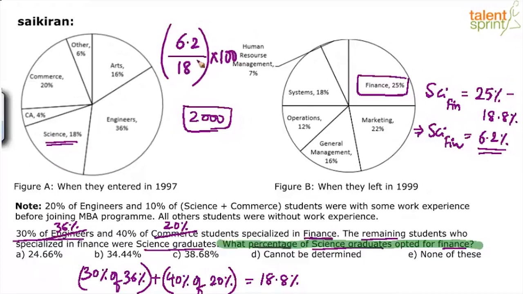But that would be a stupid move in my view, because 2000 anyway is common in the numerator and denominator. So why do you waste your time? Right? Why do you waste your time in that? So 6.2 by 18 into 100 is the answer.